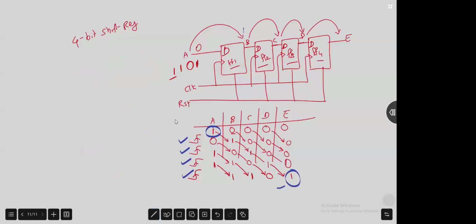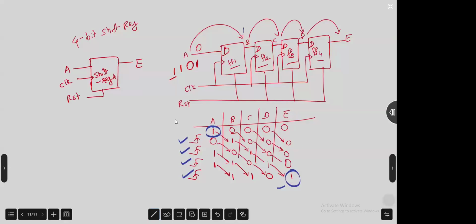So what is the block diagram? It is simply a 4-bit shift register. What is the name of my module? Shift_reg_4, or 4-bit, no problem. The input is A. Though it is a 4-bit shift register, the input is only a single bit, because we provide the bits sequentially. Let us assume the output is E, the clock is rising edge, and this is my reset.